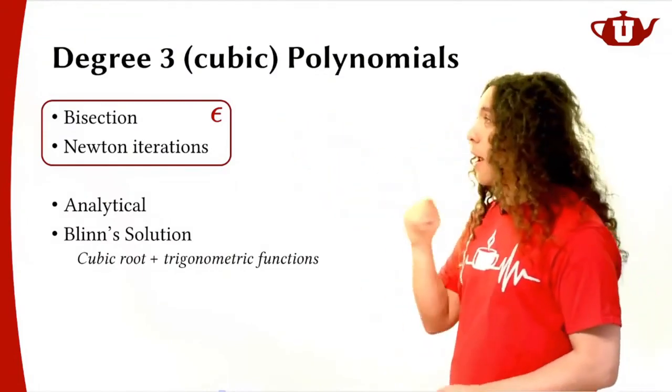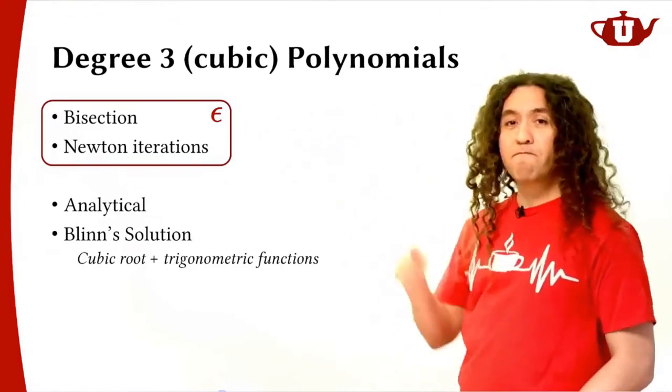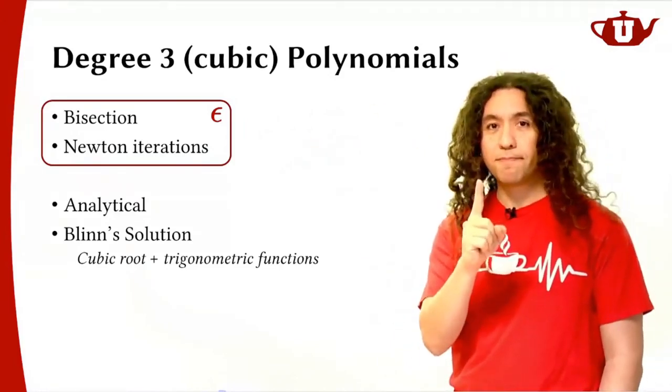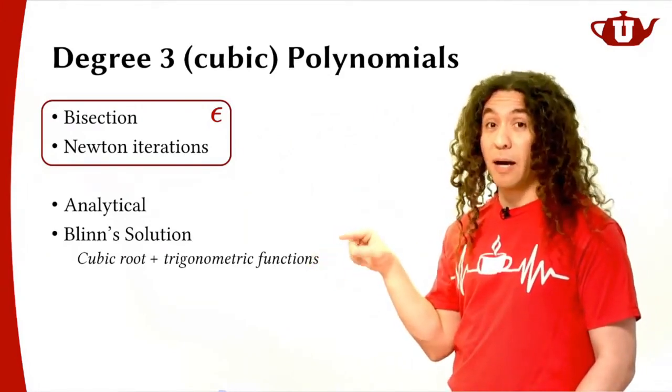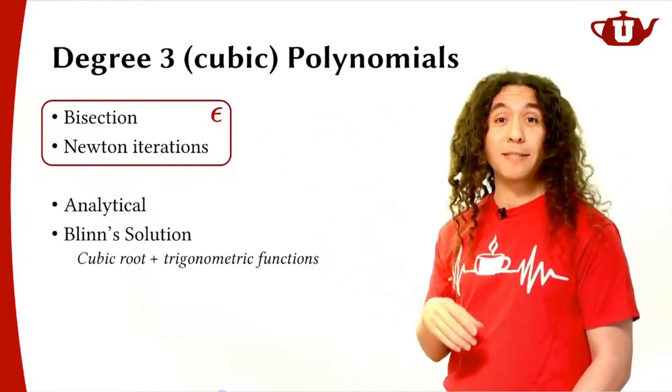But the problem there is that this gives me only one root. These would give me all of the roots. I want all of the roots. For a lot of problems that I have, I need all of the roots. So how do I do that?